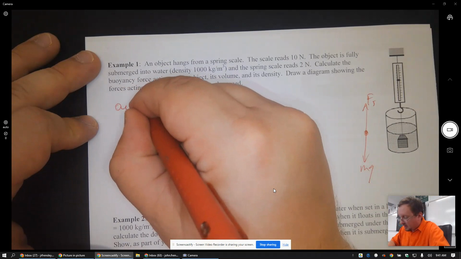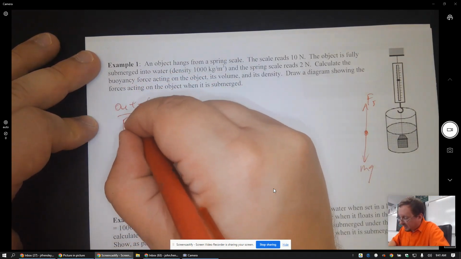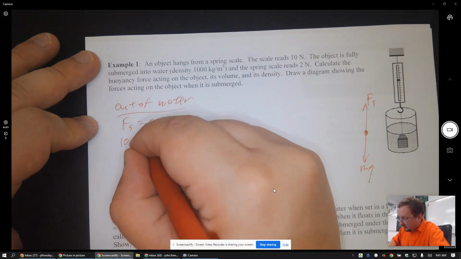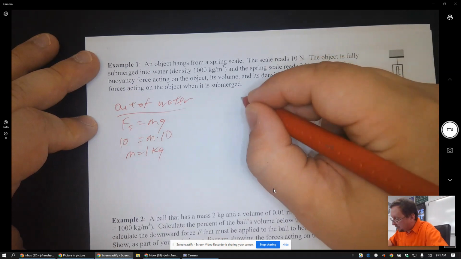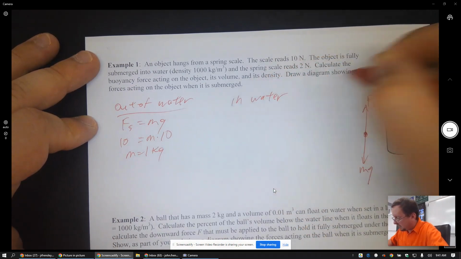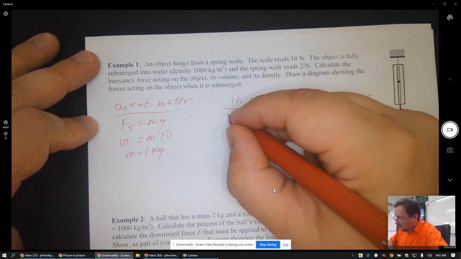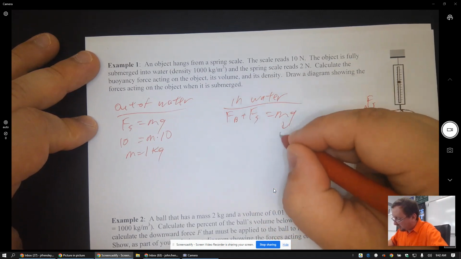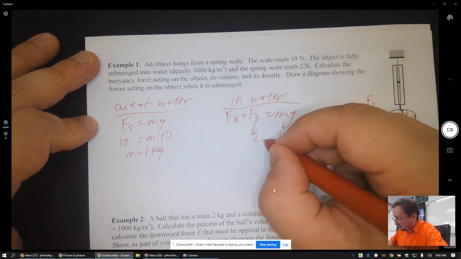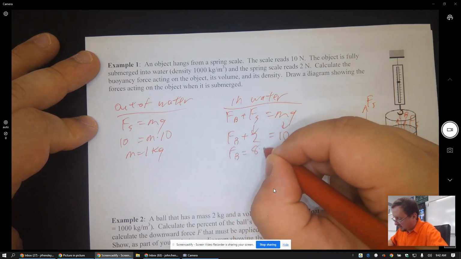So out of the water, I want students to be able to say, oh yeah, the force the scale reads is just mg. 10 newtons equals m times 10, so the m would be 1 kilogram. But in the water, what do you have now? You've got the force of the scale, the force of buoyancy, and the mg. So the force of buoyancy plus what the scale reads equals mg. We already know that the mg is 10. The scale reads 2. So that must mean that the force of buoyancy is the other 8 newtons, right?